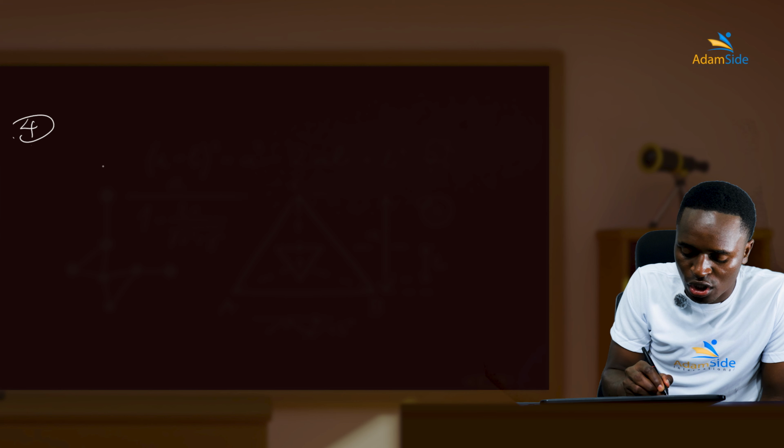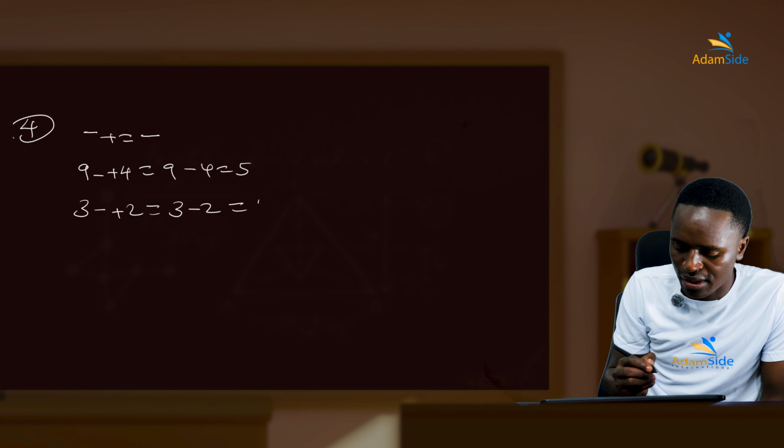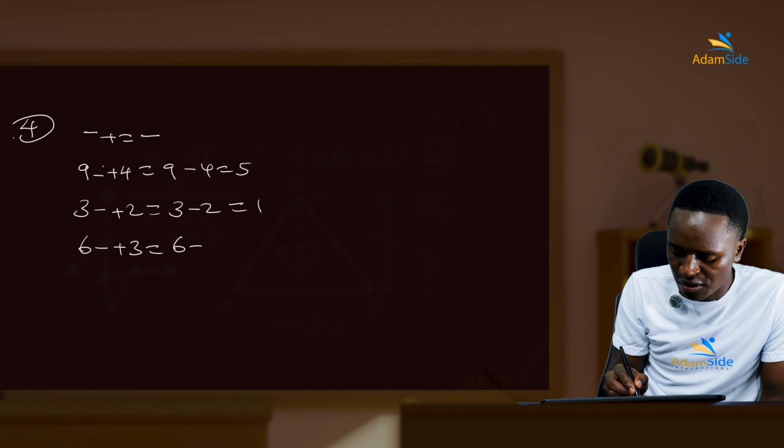Rule number 4: when negative follows positive, the resultant is negative. How? You have 9 minus positive 4. Your answer will be 9 minus 4, which is 5. You have 3 minus positive 2. Your answer will be 3 minus 2, which is 1. You have 6 minus positive 3. Your answer will be 6 minus 3, which is 3.